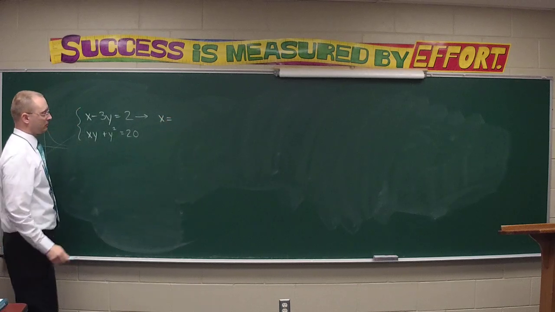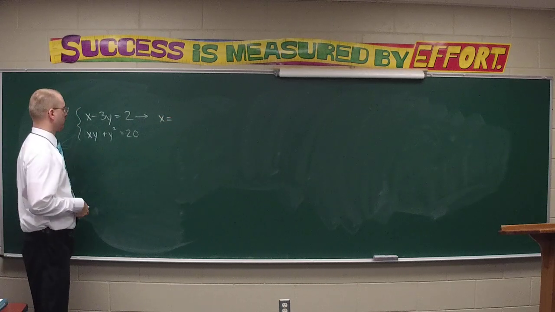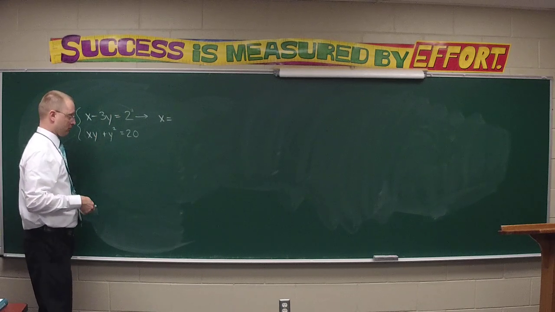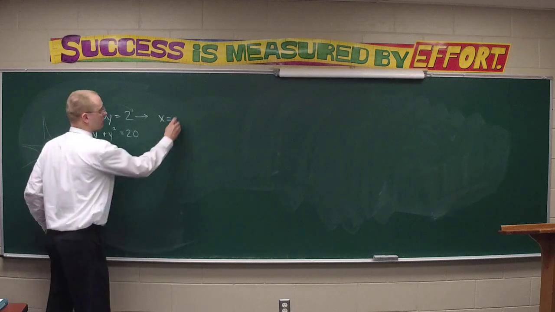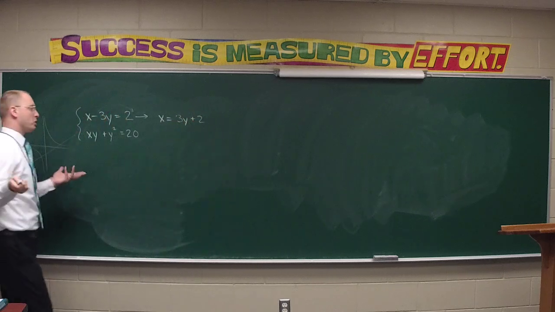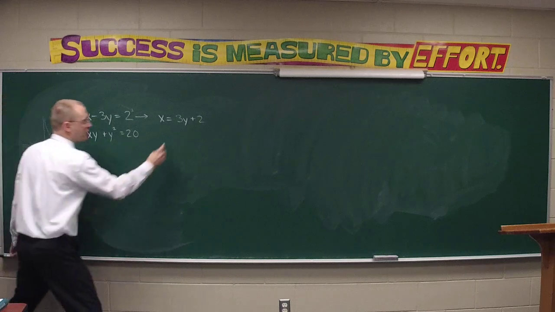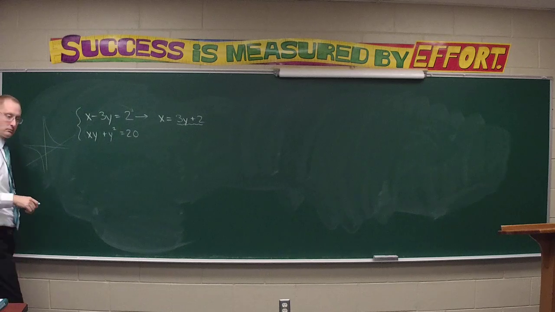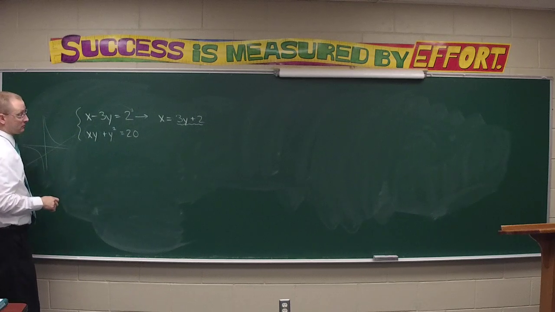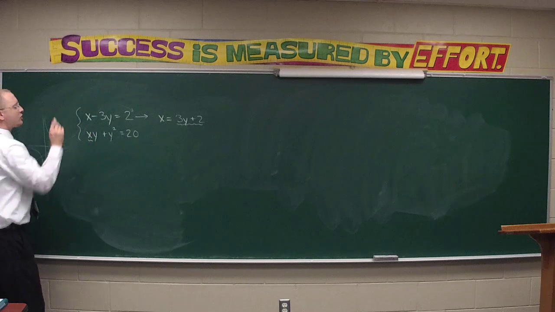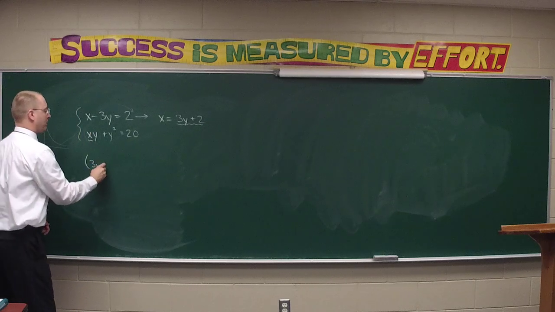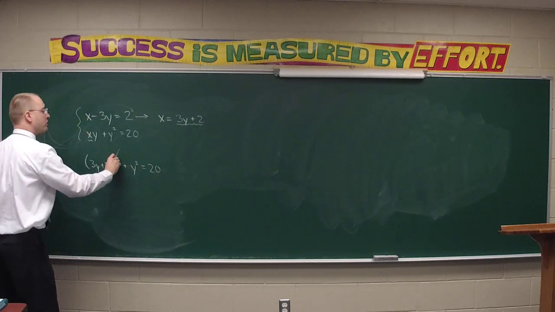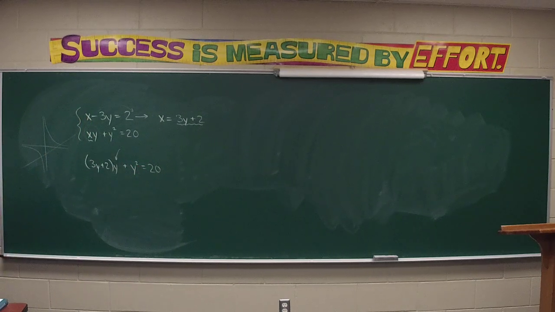x equals 3y plus 2, or 2 plus 3y, either way. And then we're going to take this 3y plus 2 and plug it in where the x is. So my bottom equation now becomes (3y plus 2)y plus y squared equals 20. What am I going to have to do with this y right here? Anyone?